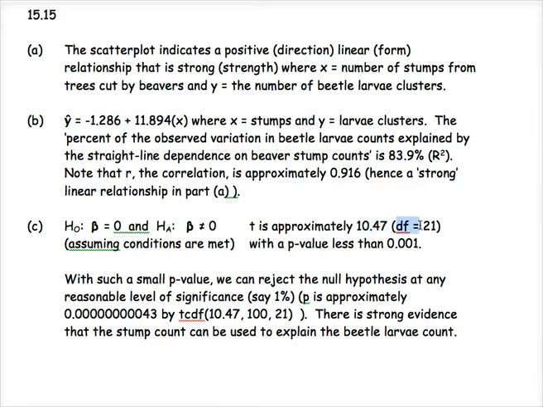Notice there are 23 observations, so the degrees of freedom is 21. That's important because I used that to calculate the actual p-value on the calculator. And the p-value is less than 0.001. The computer showed 0.000, which means it's even smaller than 3 decimal places, so it's certainly less than 0.001. We interpret this the way we would interpret any other test. With such a small p-value, we can reject the null hypothesis at any reasonable level of significance, say 1%. This is the actual crazy low p-value, and I used the tcdf command to calculate it. So there is strong evidence that the stump count can be used to explain the beetle larva count.